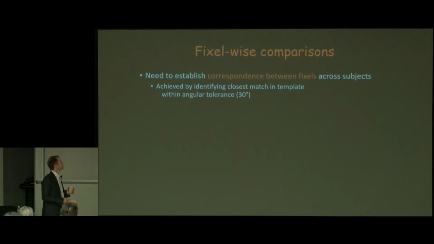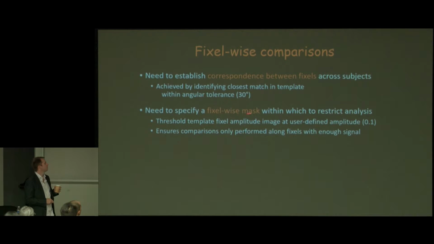The next thing we need to do, having got all the subjects in alignment, is establish correspondence between fixels across subjects. There's quite a lot to do there, but in broad brush terms, what we use is the fixels in the template space. So you put everything in the template space and you've reduced everything to fixels in that space. Then in each subject, we look for the closest match in the template within some angular tolerance, and by default that's 30 degrees.